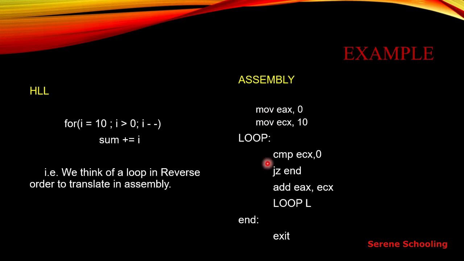Okay, this comparison is quite important. Why am I doing these two statements? Because I have to end my loop somewhere, that if the ECX becomes 0, then we don't need to execute these two statements again. We know step by step, first it will be 10, then 9, 8, 7, 6, just like that. The moment it becomes 0, it will just ignore these two statements and will go to the end label. Okay, so that's how it works.